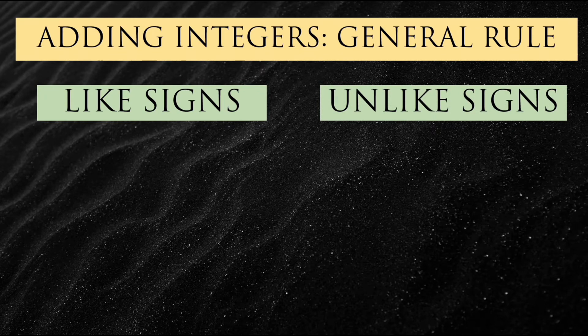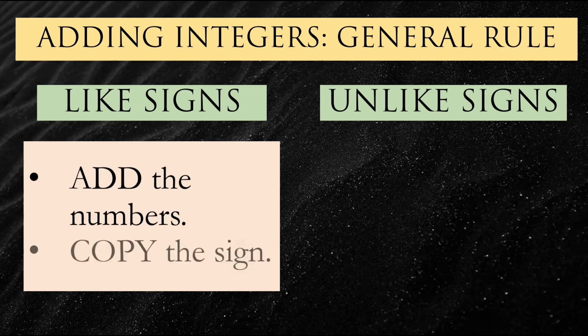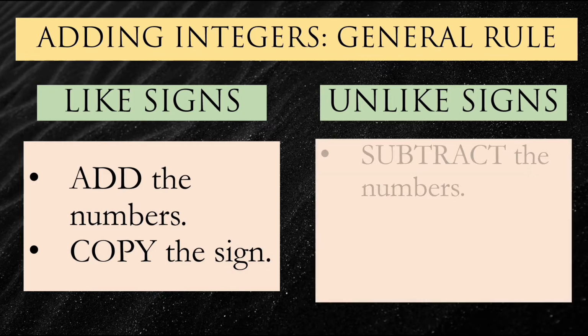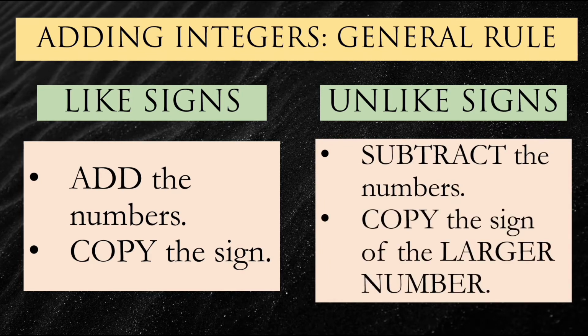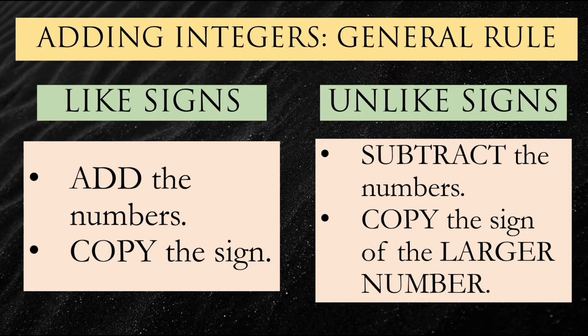First, we've got the like signs. When adding integers with like signs, for example, both positive or both negative, we should add the numbers and then copy the sign. On the other hand, for the unlike signs, for example, adding a positive number and a negative number, we subtract the numbers and copy the sign of the larger number. If the larger number has a positive sign, then the answer is positive. If the larger number has a negative sign, then the answer is negative.